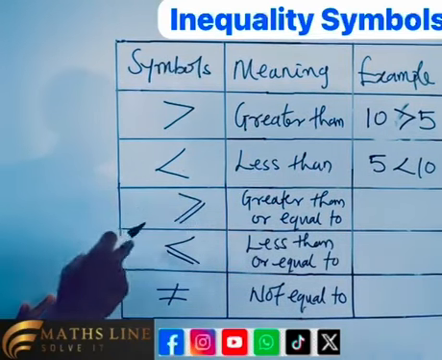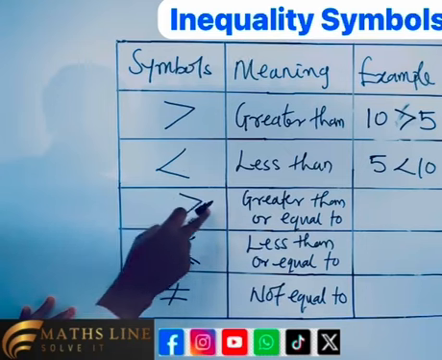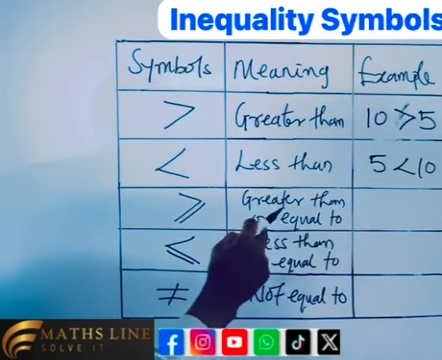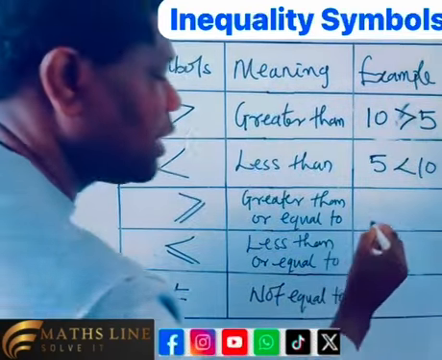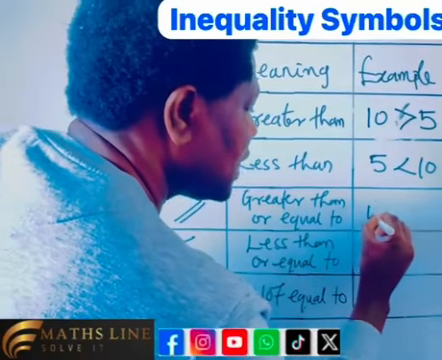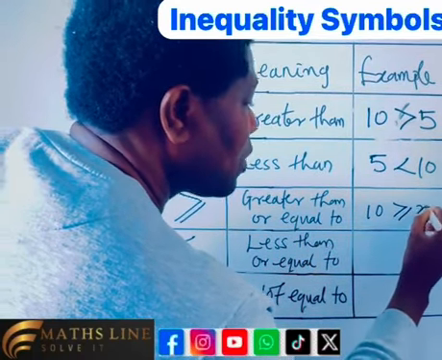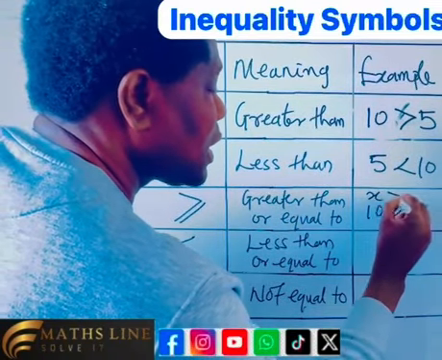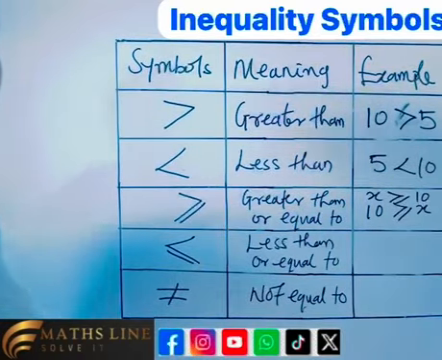Now, coming down to this page, we already know that this is greater than, but we also have a greater than symbol here with a stroke under it, which means it is either greater than or equal to that particular value. To express this, we can say that 10 is greater than or equal to x. The other way around, we can say x is greater than or equal to 10. Either of these is a perfect example.